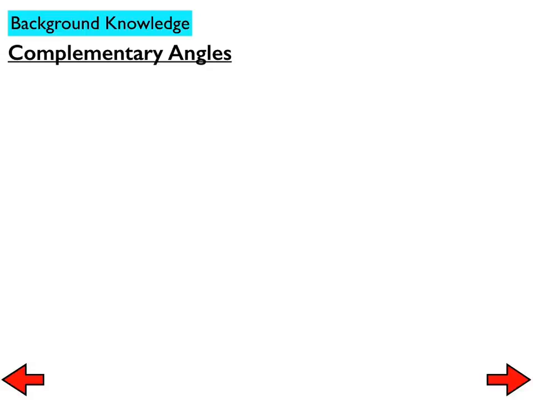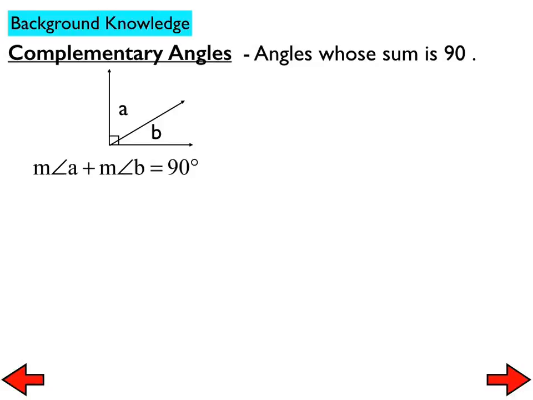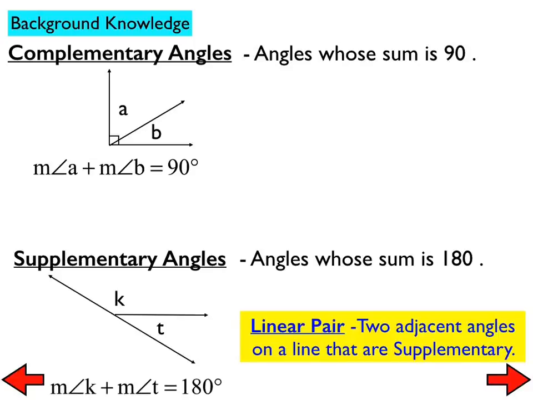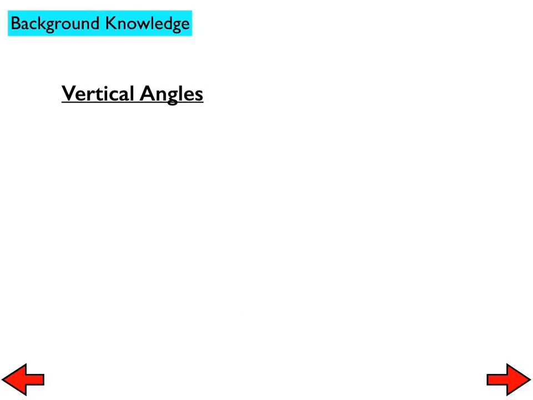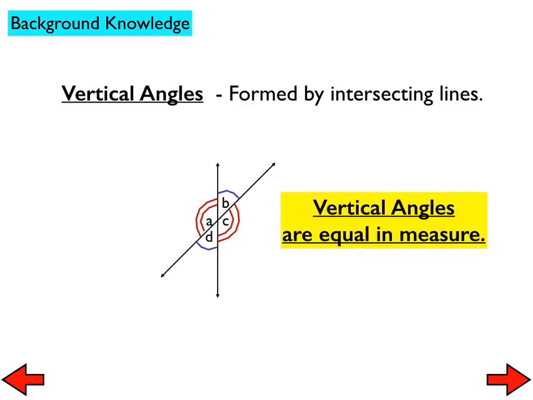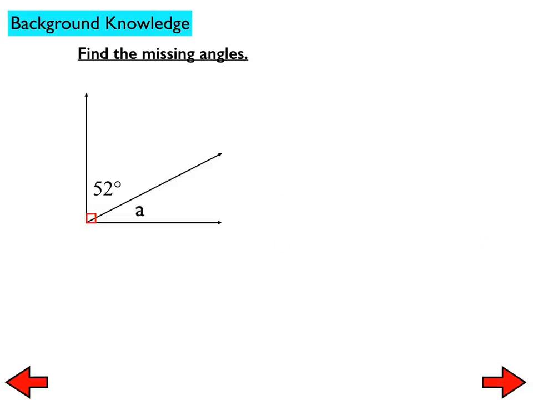Okay, so let's go over some background knowledge just to refresh your memory. What is a complementary angle? What do we know about that? Two angles that add up to 90 degrees. What is supplementary, Sebastian? When two angles add up to 180 degrees. What are vertical angles, Kathy? When they have the same measurements. Yes, they are equal to each other in measure. So like these red pairs are vertical and the two blue ones are vertical.